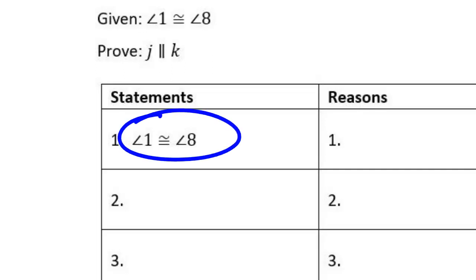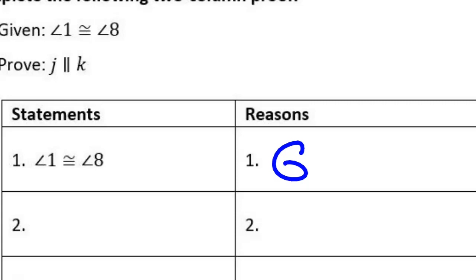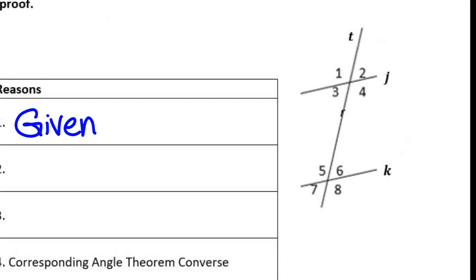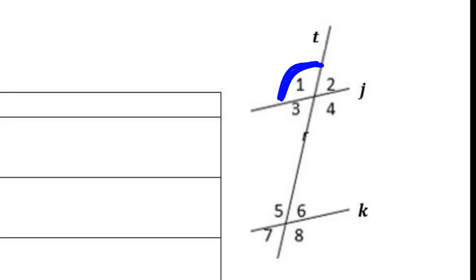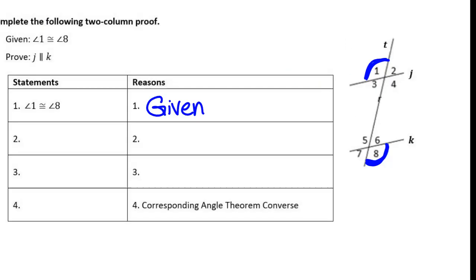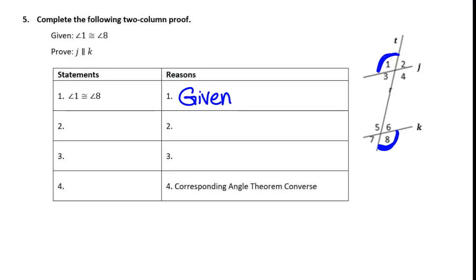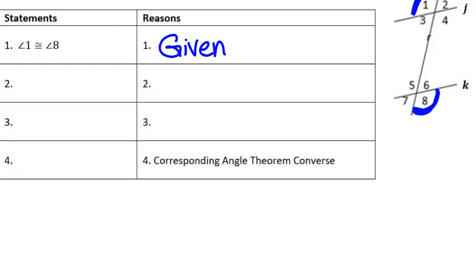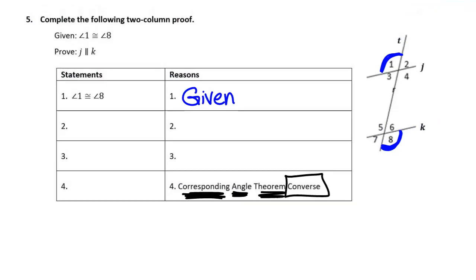Why are we allowed to say that angle 1 is congruent to angle 8? It's given. So here's angle 1, and here's angle 8. What are we supposed to prove? J and K are parallel, and they gave me the last reason, right? It says corresponding angle theorem converse. So that means I need to be looking for corresponding angles.